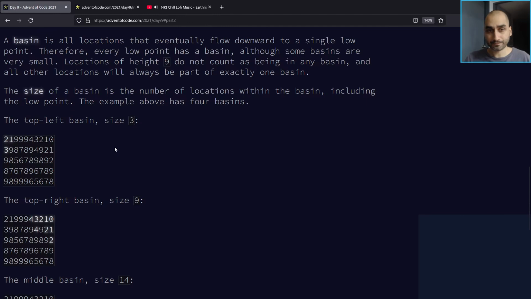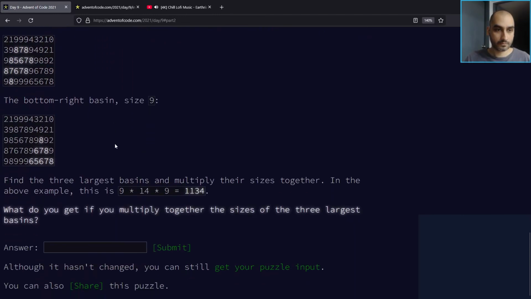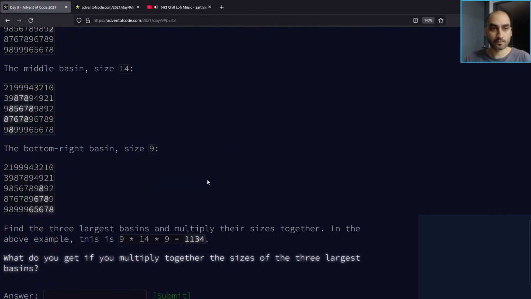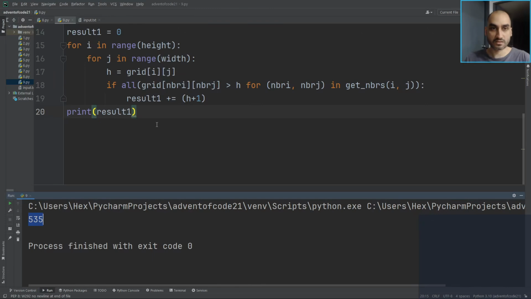All right. Find the 3 largest basins and multiply their sizes together. Okay. So we just want a list. We want a list of all the basins, and then we can work that out. So okay, this is flood fill, just straightforward.